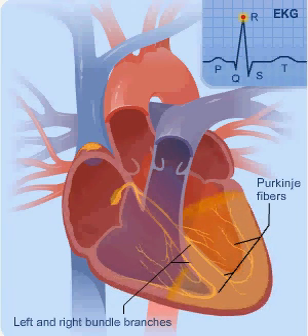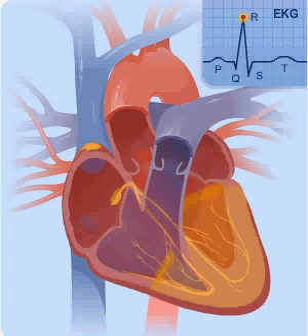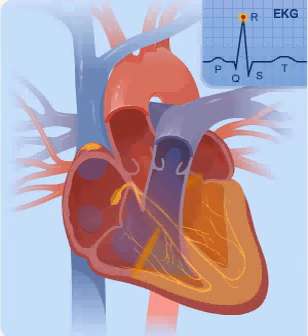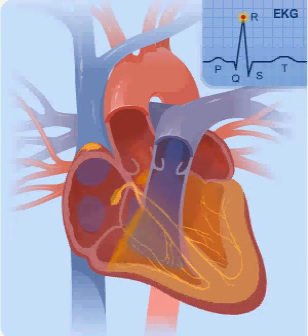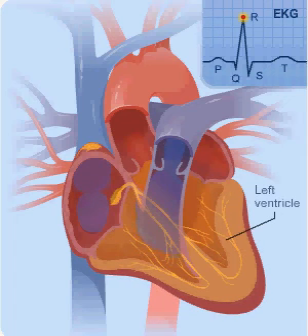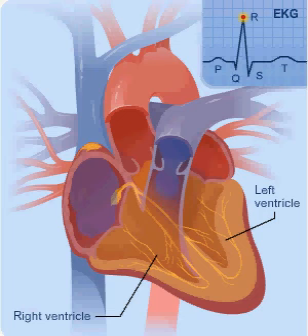As the signal spreads across the cells of the ventricle walls, both ventricles contract, but not at exactly the same moment. The left ventricle of your heart contracts an instant before the right ventricle. On an EKG, the R wave marks the contraction of your heart's left ventricle. The S wave marks the contraction of your heart's right ventricle.